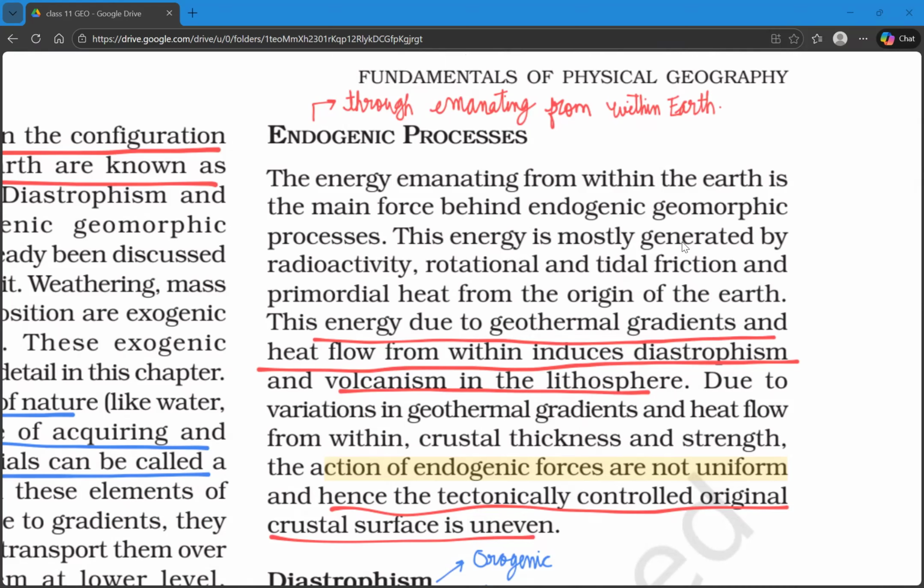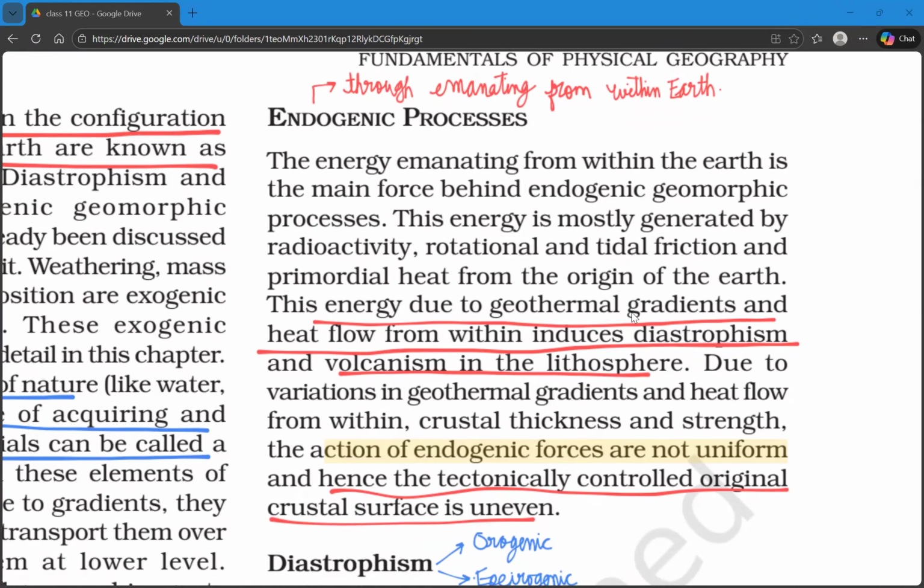This energy is mostly generated by radioactivity, rotational and tidal friction, and also primordial heat from the origin of the earth. So from which sources is the energy emanating? That is from radioactivity, rotational and tidal friction, and also primordial heat from the origin of the earth. This energy, due to geothermal gradients and heat flow from within, induces diastrophism and volcanism in the lithosphere. So what happens? This energy results in diastrophism and volcanism in the lithosphere.